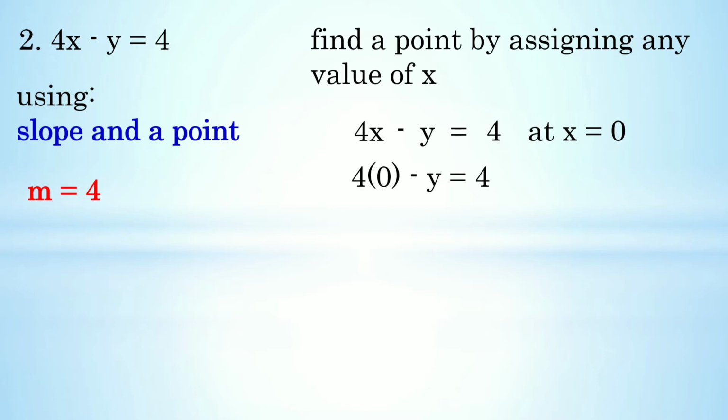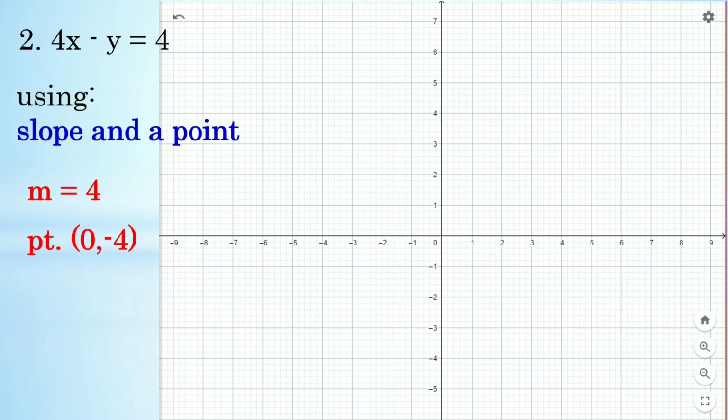Ayan. So, 4 times 0 minus y equals 4. So, 4 times 0 is equal to 0. So, magiging negative y equals 4. At since negative ang ating y, didivide natin yan both by negative 1. So, magiging y equals negative 4. So, ang ating point ay (0, -4). At dahil meron na tayong slope at meron na tayong point, pwede na natin siyang i-graph sa Cartesian plane.